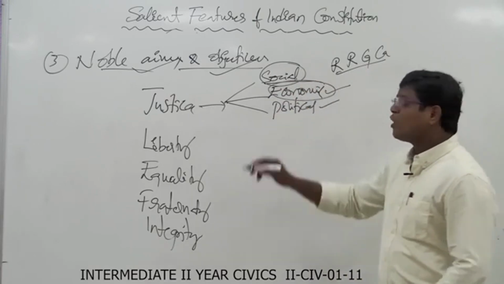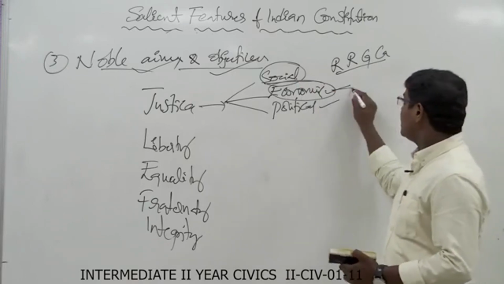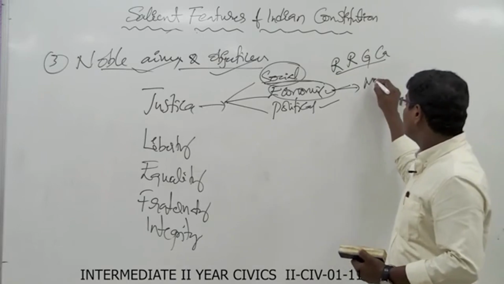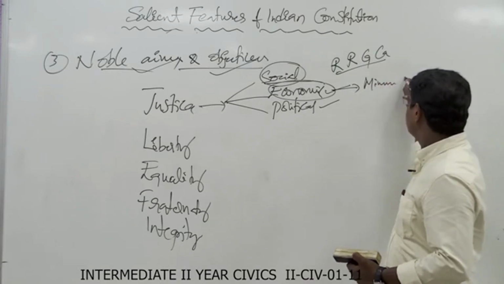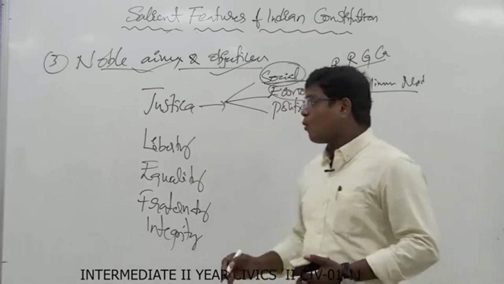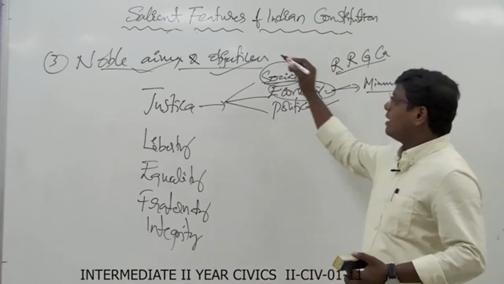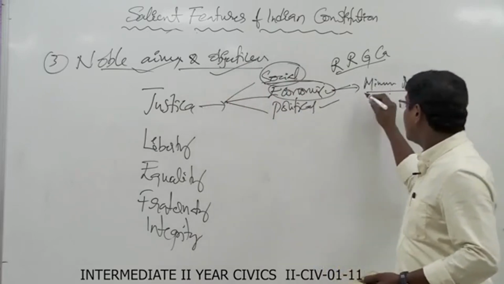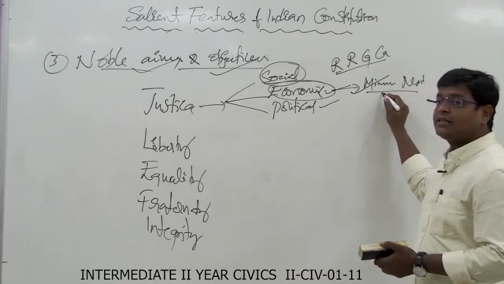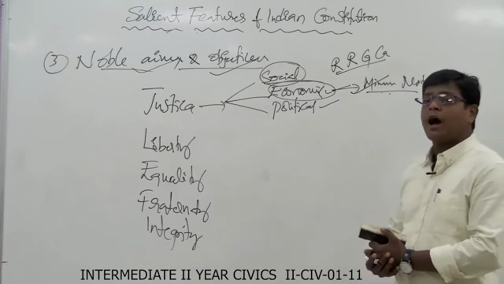And what about economic justice? Elimination of inequalities in the matters of minimum needs. Minimum needs: food, clothes, shelter. India is responsible to provide food, clothes, shelter to the people of India.